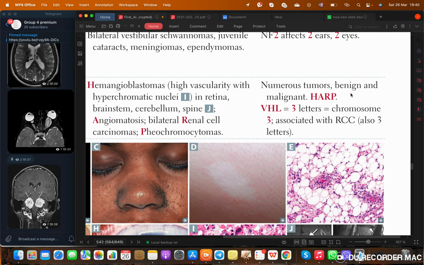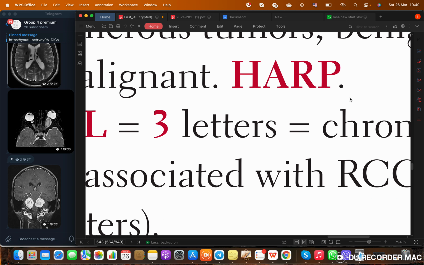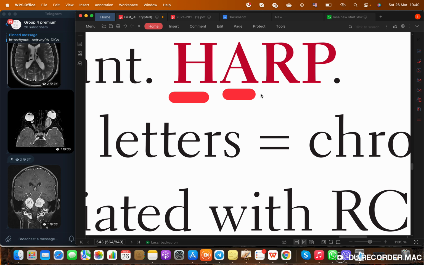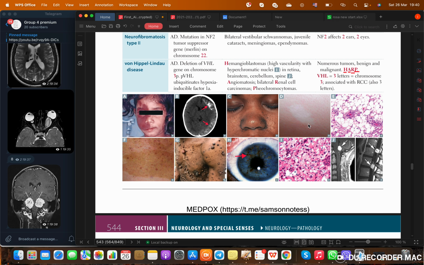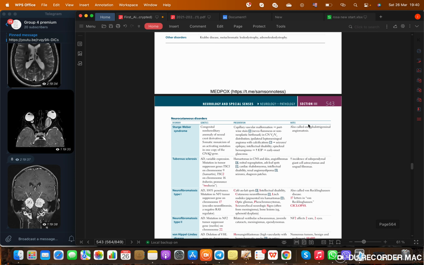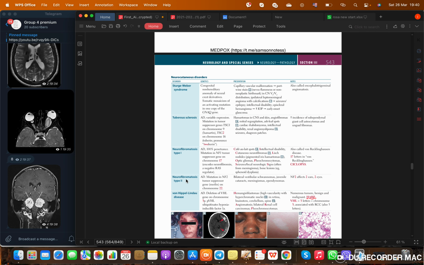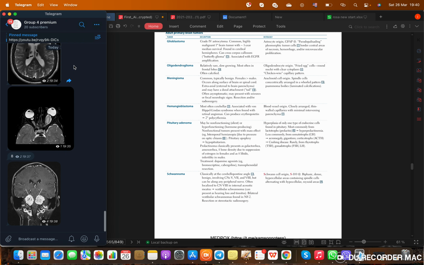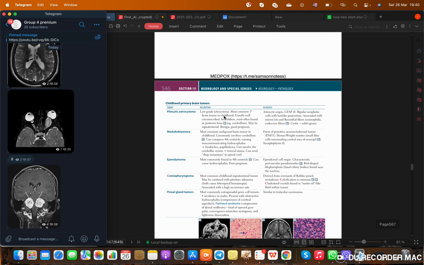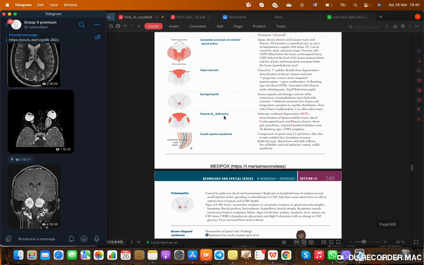Numerous tumors, both benign and malignant, can be seen. So they have this mnemonic, which is hemangioblastoma, angioma, renal cell carcinoma, and pheochromocytoma. All of these are the tumors that occur in this case. As you can see, for each disease, you must know the constellation, and you just need to know a few things here and there. The next thing is cancers of the CNS.